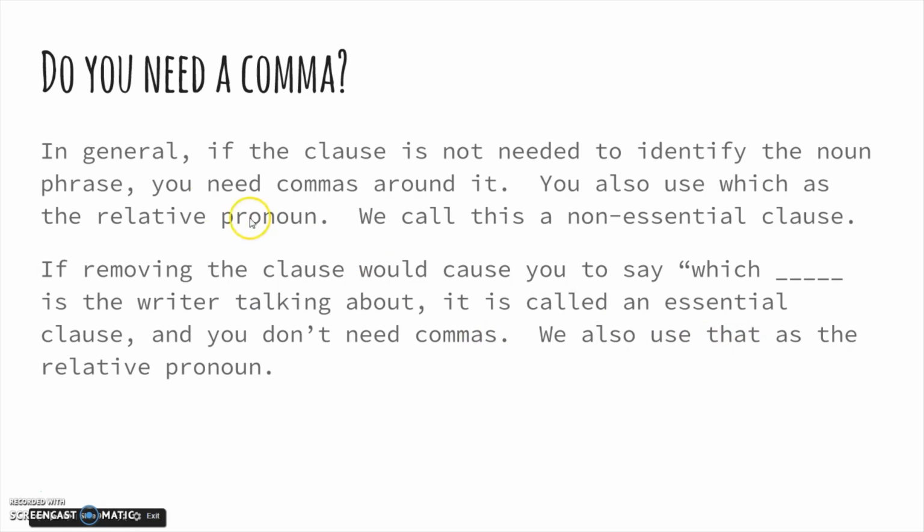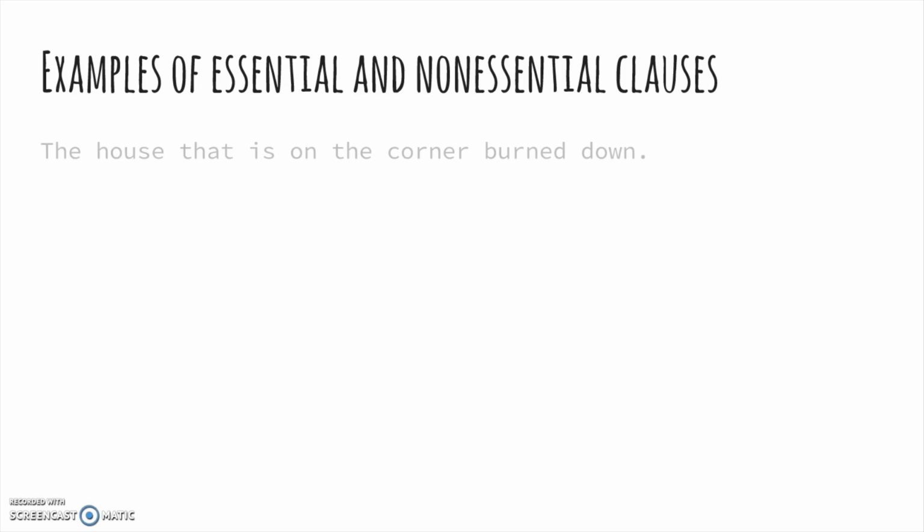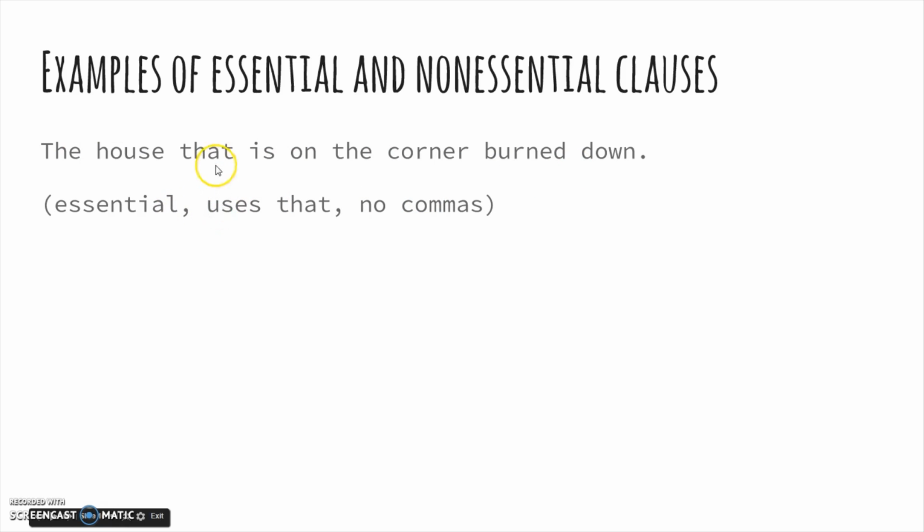You also use the word that instead of which as the relative pronoun. Okay, so it's really a question of, is it needed to identify the noun? Let's look at some examples. Okay, if I say the house burned down and the house is on the corner, if I combine those to say the house that is on the corner burned down, this is an example of an essential clause. If I dropped that is on the corner, you would say which house burned down. Okay, notice I haven't identified which house burned down except through the subordinate clause. Okay, so if I say the house burned down, you would say which house? Oh, the house that is on the corner burned down. Do you see how that is on the corner is necessary to identify the house that I'm talking about? So this is what we call an essential clause. That's why we use that, because it's an essential clause, and we don't put commas around the subordinate clause here.